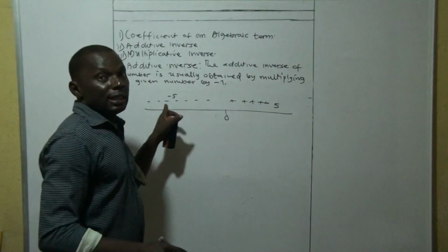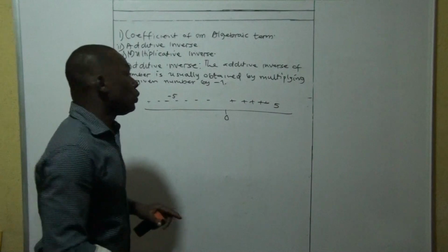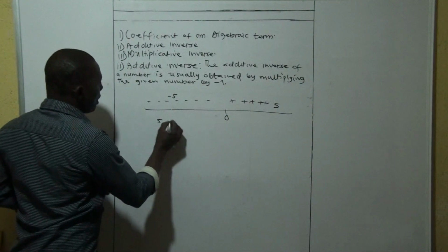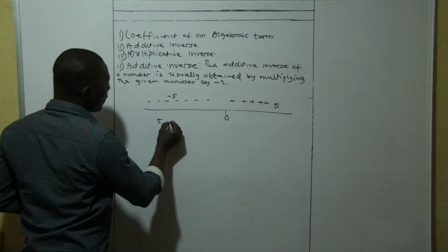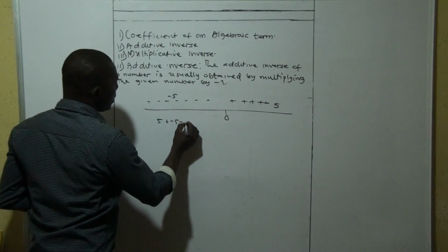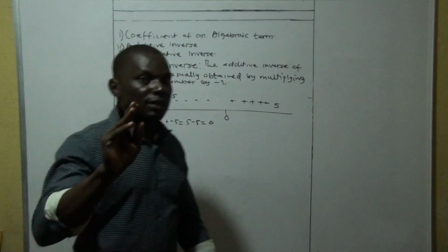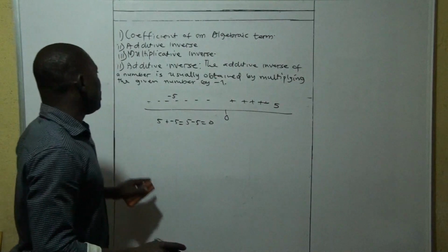a number and its additive inverse will always give you 0. So we have 5 here as a number, and we said the additive inverse is minus 5. So 5 plus minus 5 will give us 5 minus 5, which equals what? 0. That is one of the properties of additive inverse.